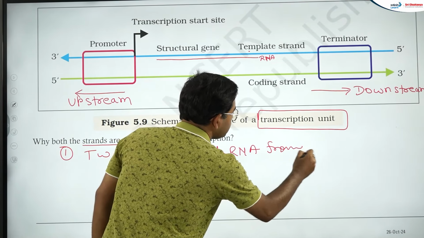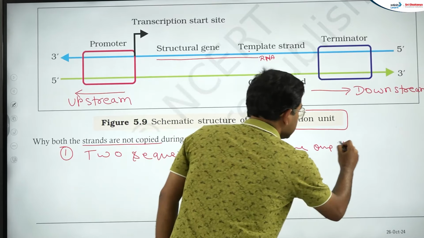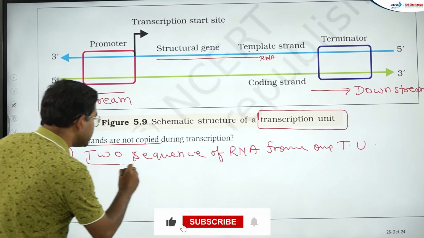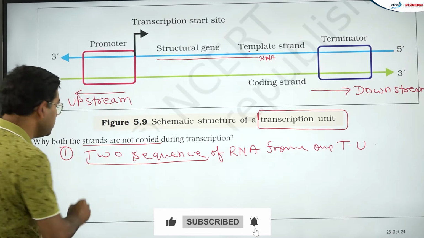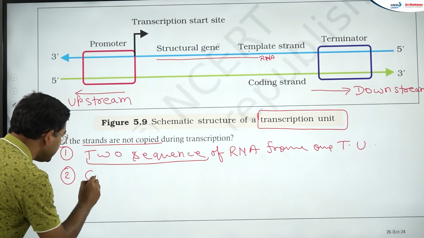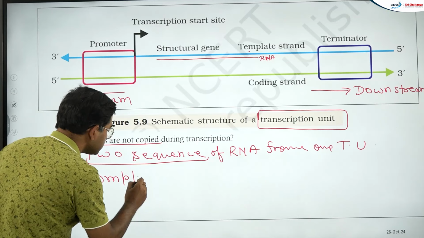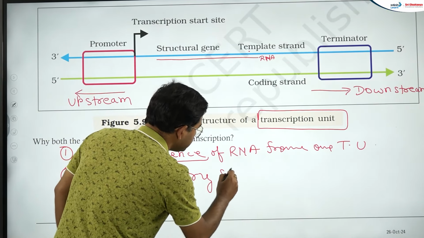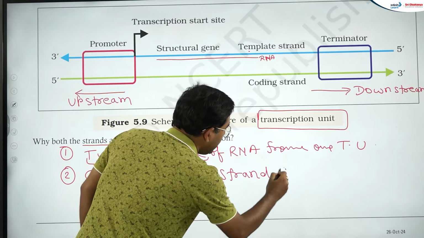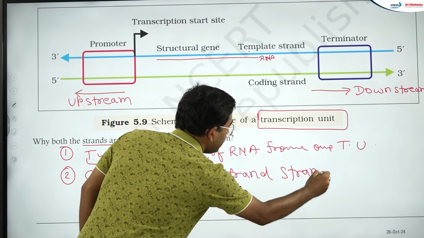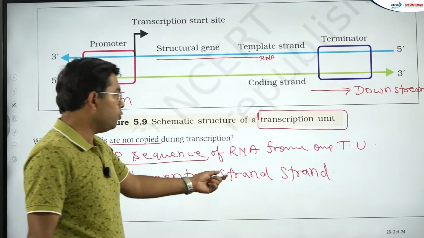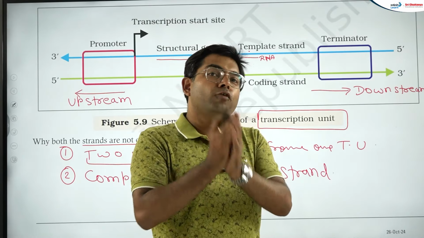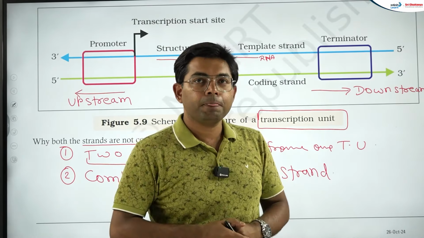From one transcriptional unit. And the second problem is that these 2 sequences which are formed will be complementary strands. Now if 2 complementary strands are formed, won't they pair with each other, and won't it form a double-stranded RNA, right?